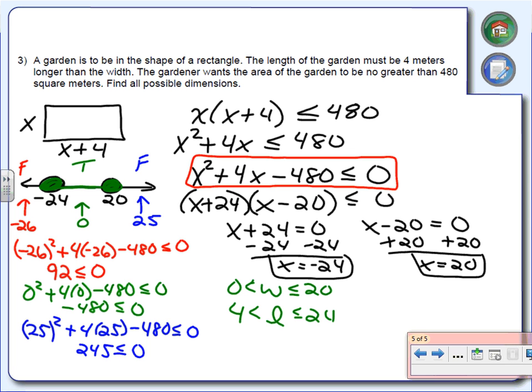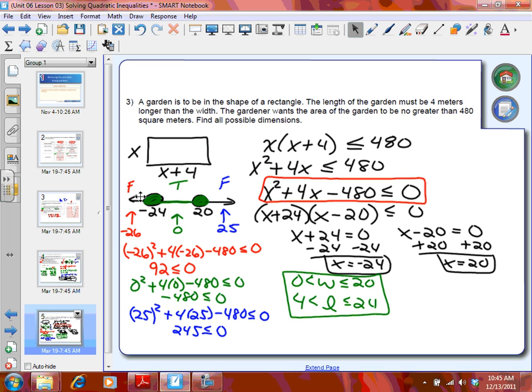So we got to think of it in terms of our situation. A negative 24, in this case meters, wide wouldn't make sense. So we have to start at 0. So this would be our possible dimensions. All right, so that takes us through quadratic inequalities.